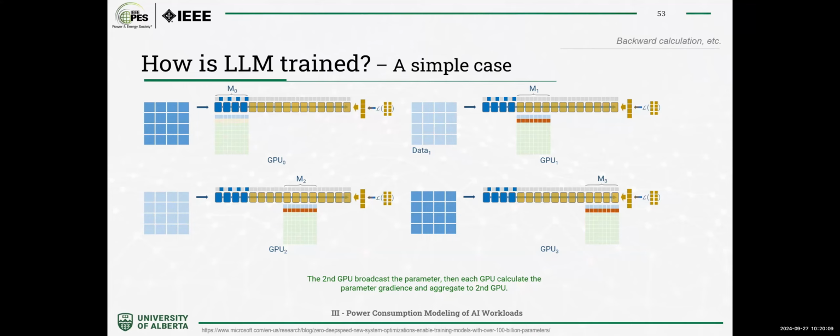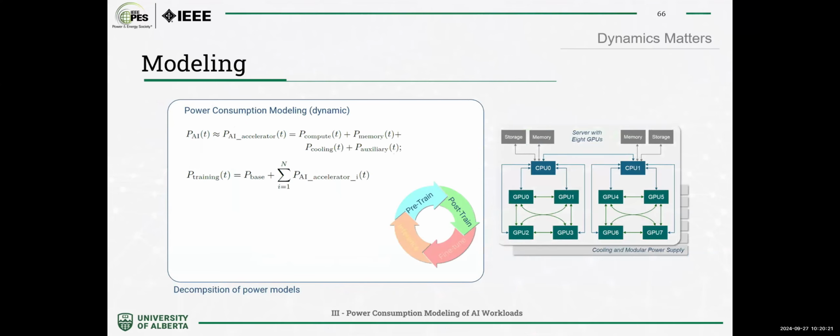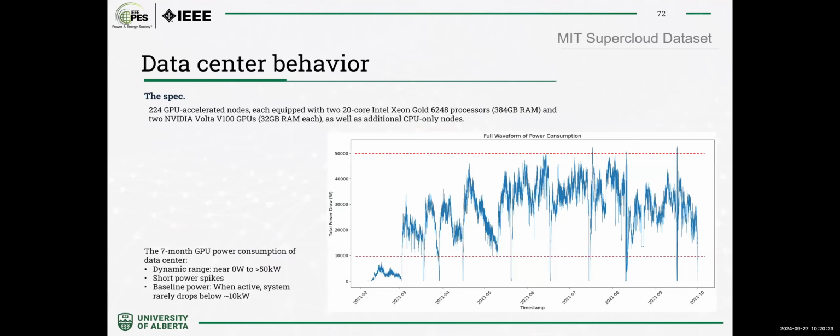Sounds great. The next question: are there any weekly or monthly behaviors of the AI load? What types of resources can be coupled with LLM training power consumption?